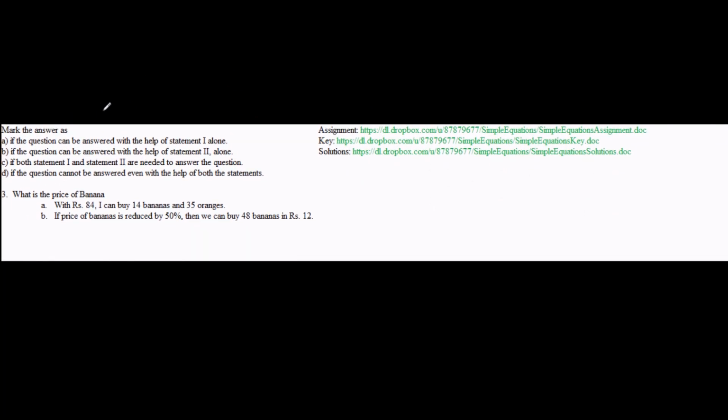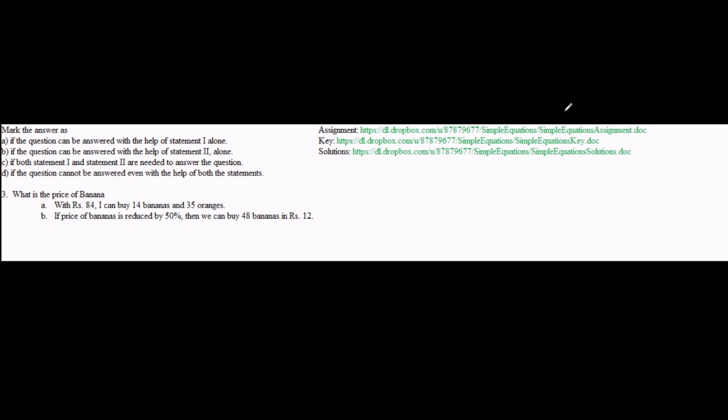Moving on to another problem in the data sufficiency section of the assignment. Again my condition remains the same. Again I have given the links to the assignment, key and solutions. By the way, it's the same assignment to which the above link points. So basically it's the same assignment which contains all the problems which I will be discussing during the course of my various videos.